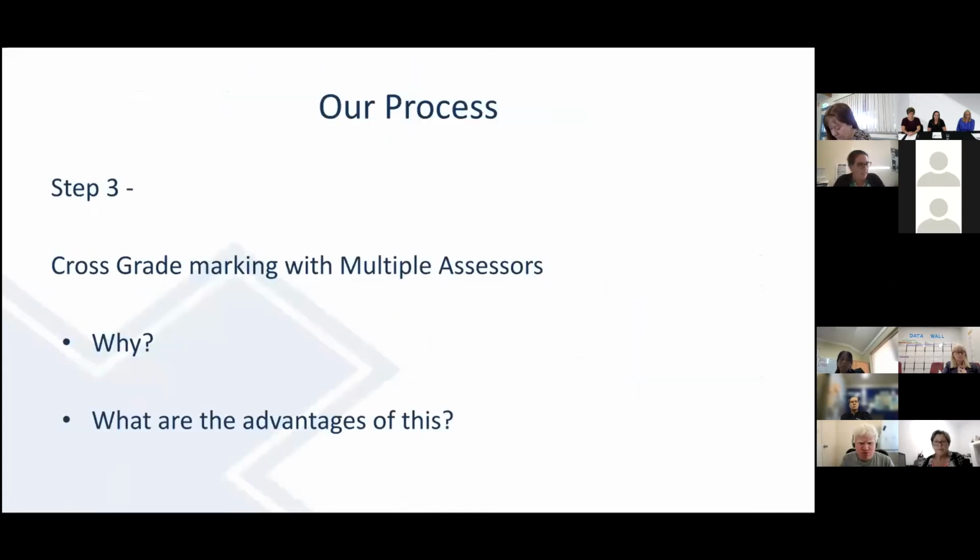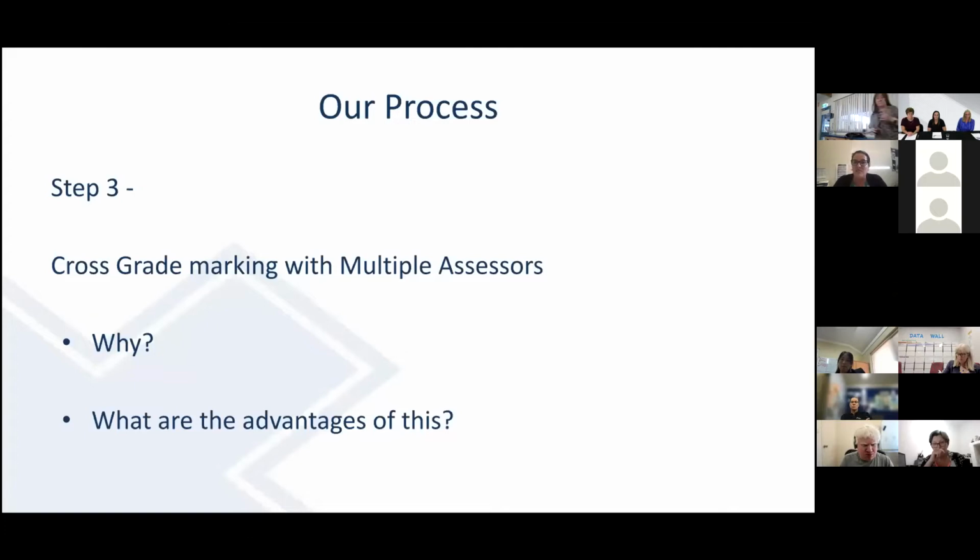Our next step was cross-grade marking with multiple assessors. This is something that might be quite unique to our process compared to how other people do it. The reason why we cross-grade mark, what I mean is we're not just marking our own class. There were quite a few reasons why we started this initially.